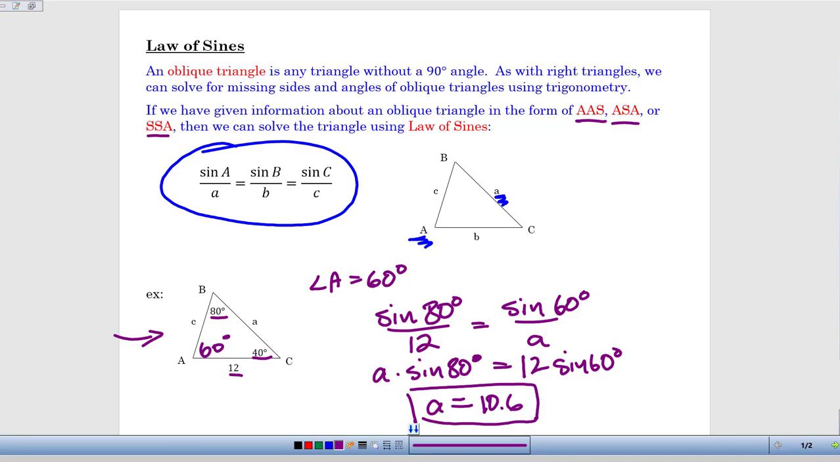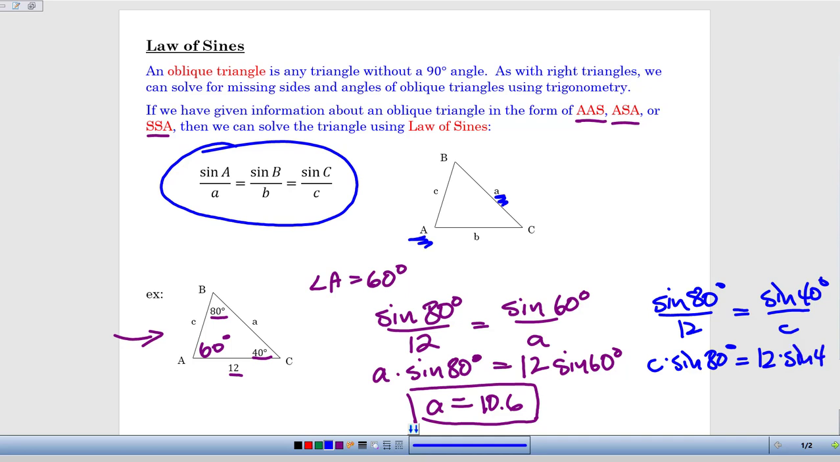And now we can go ahead and solve for side C in very much the same way. So we can say, again, start with that side, angle pairing that we know. So we can go back to angle B and side B. So sine of 80 degrees over 12 equals the sine of this time 40 degrees, that's angle C, over length C. So we can once again cross multiply to solve our proportion. So we've got C times the sine of 80 is equal to 12 times the sine of 40.